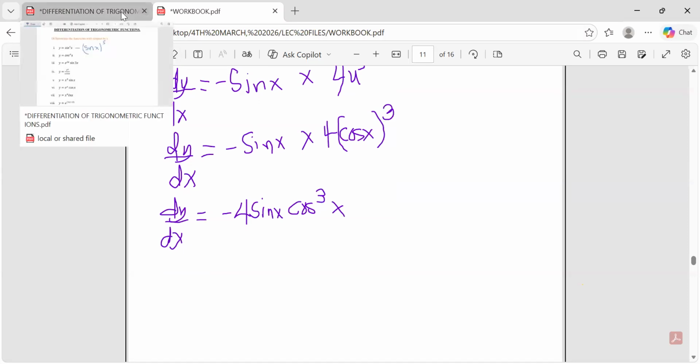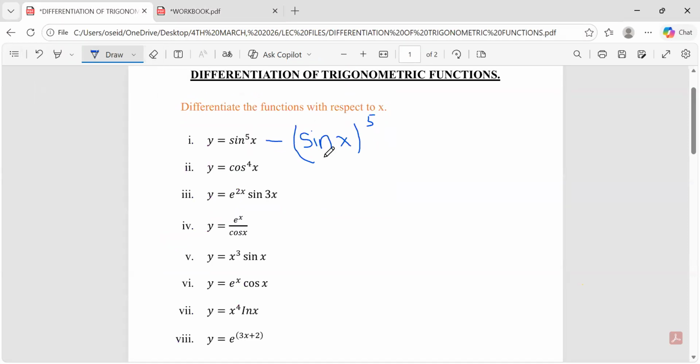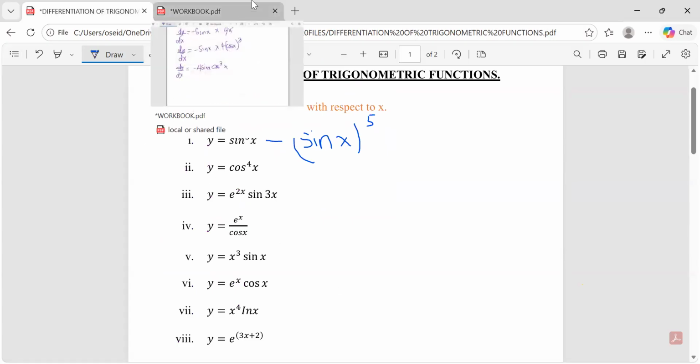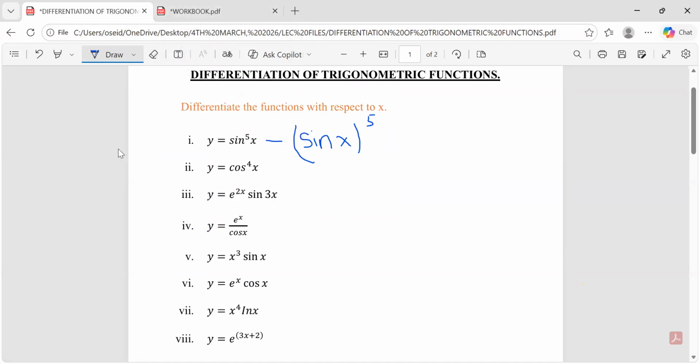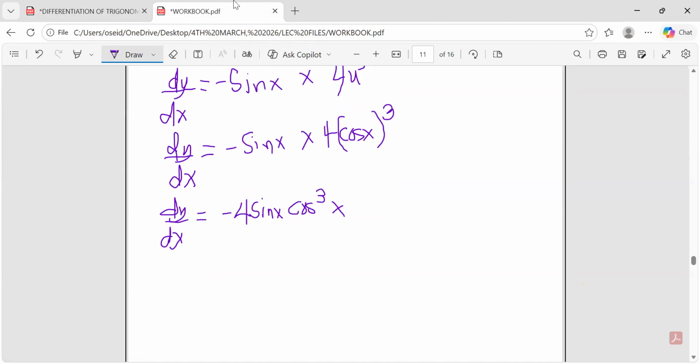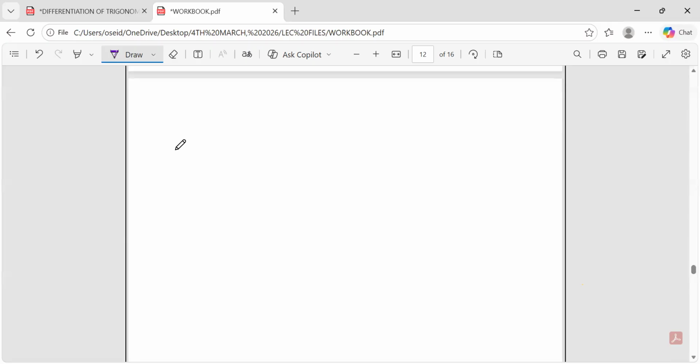Any question? Let's proceed to the next question. So the next question says e exponent 2x times sine 3x. So this one, we are getting a different rule: e exponent 2x, bracket, times sine 3x.